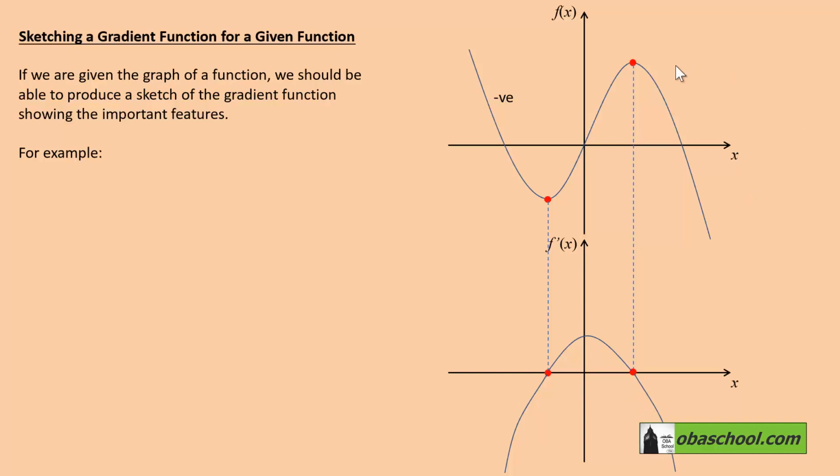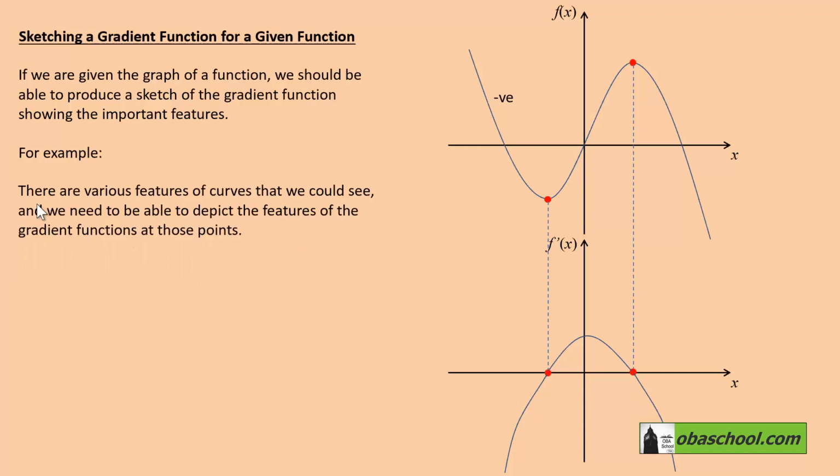Then we come across here, and the gradient is negative and gets more negative. It gets steeper as we go down, which is why this is shaped like this. There are various features of curves that we could see, and we need to be able to depict the features of the gradient functions at those points. We will look at this with some examples.